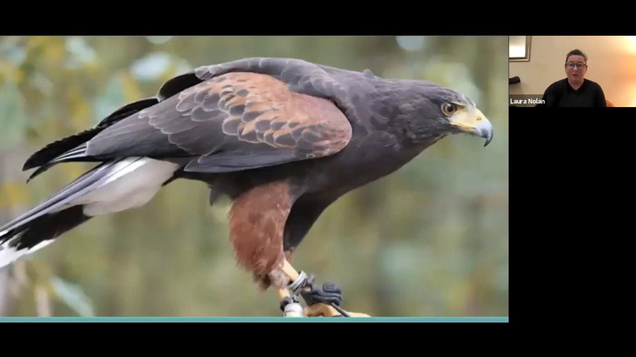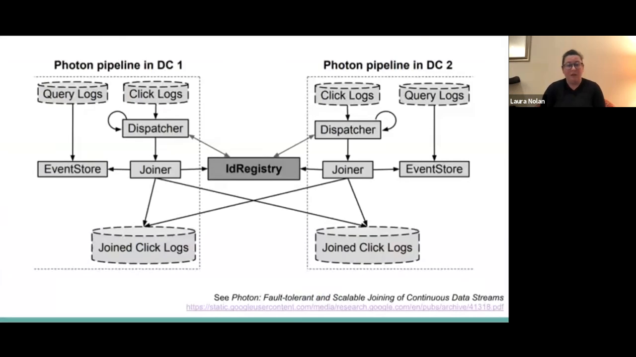I think that our systems are better for it when we do. So this is the system architecture that came out of all that. Photon would run in 2 data centers, and it would coordinate its work through this thing called the ID registry. This was a strongly consistent data store that would get updated whenever two log records would get joined, so they couldn't be joined twice.